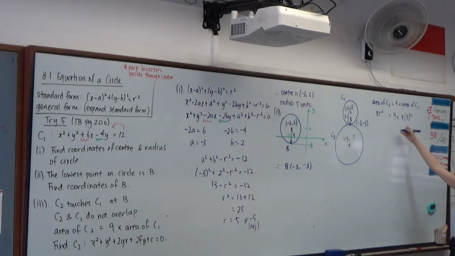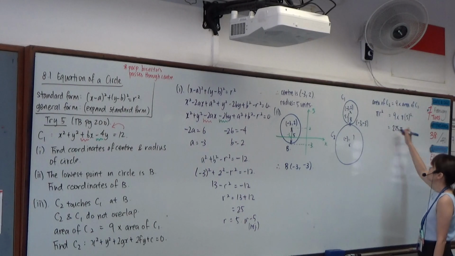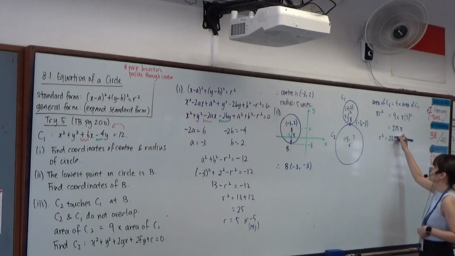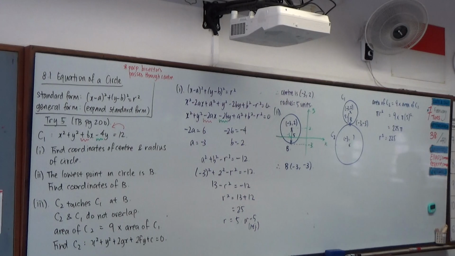Then we can take 25 times 9, and I think that gives us 225. So r squared equals 225, and we get that r will be 15 or negative 15. So we reject the negative 15. Now we have the radius of the big circle already.